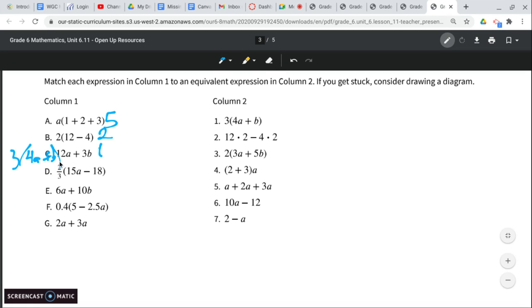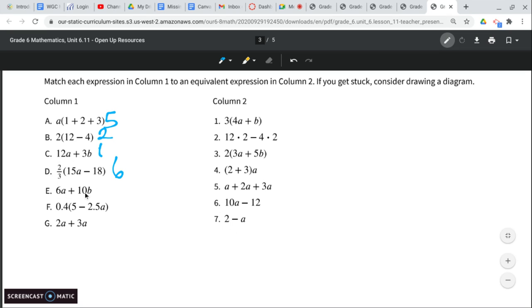All right, the next one, we have 2/3 times 15a minus 18. So for this, we'd multiply the 2/3 through. So 2/3 times 15, well, 15 divided by 3 is 5, and 5 times 2 is 10. So we'd have 10a, and look there, there's 10a. And 18 divided by 3 is 6. 6 times 2 is 12, which is exactly what number 6 says. So that is correct.